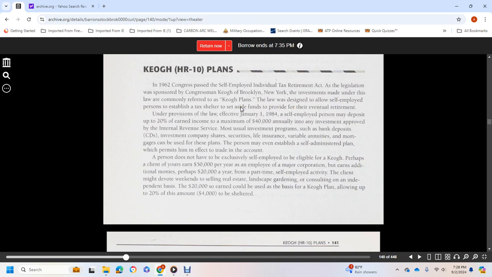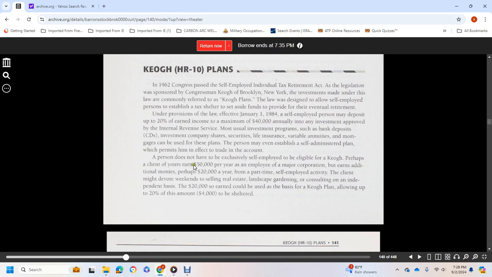Under provisions of the law effective January 1st, 1984, the self-employed may make a deposit of up to 20% of their earned income, maximum $40,000 annually, into an investment approved by the IRS. Most usually invested in programs such as bank deposits, CDs, investment company shares, securities, life insurance, variable annuities, and mortgages can be used for these plans. A person may establish a self-administered plan which permits him to effectively trade the account. A person does not have to be exclusively self-employed to be eligible for Keoghs.